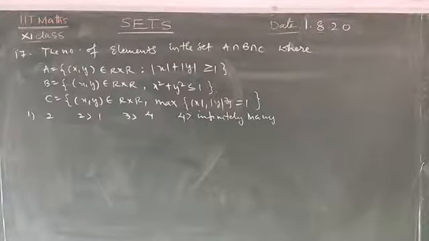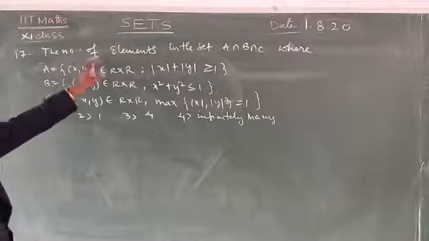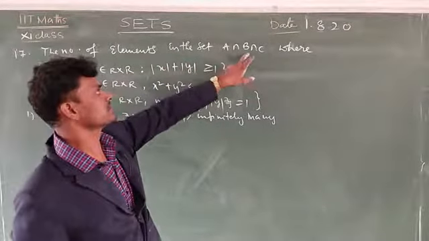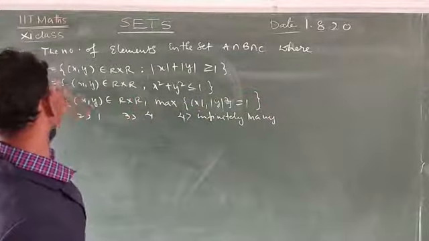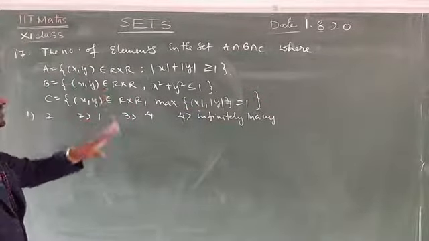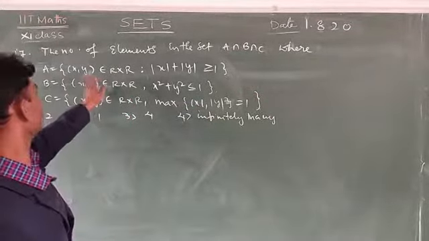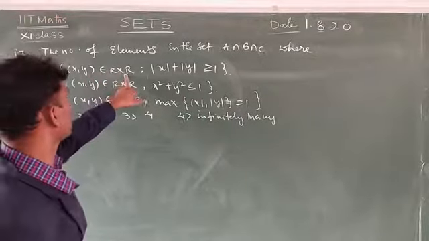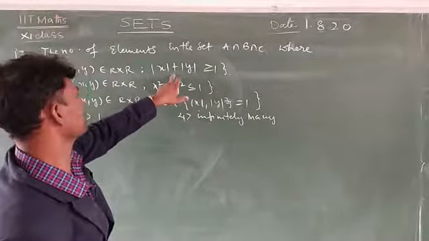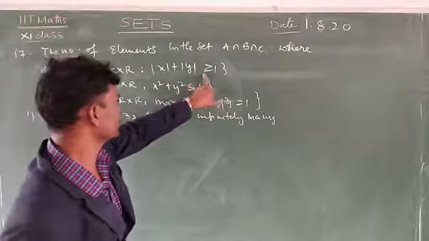Okay, next question, the 17th one. The number of elements in the set A intersection B intersection C, where A is the set of ordered pairs (x, y) such that (x, y) belongs to the Cartesian product of R and R, such that modulus of x plus modulus of y is greater than or equal to 1.